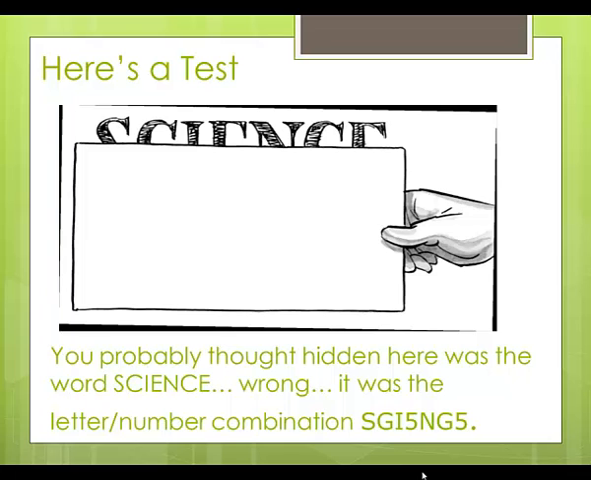Now, look at this picture. What do you think this says? Most of you probably think it says science. Wrong. It's not science. Basically, it's a combination of letters, SGI5, NG5. This is a good one to give to your students because you just made an inference, and some of you made the wrong one. And so we have to be careful. We have to test. We have to experiment. We have to collect data before we make that judgment.